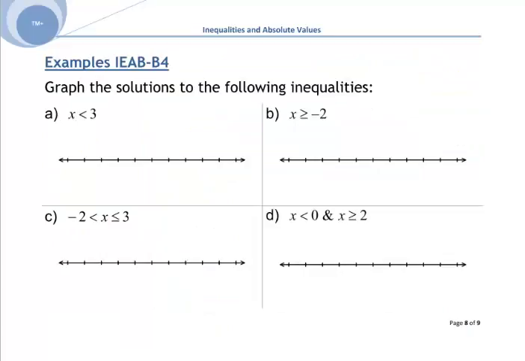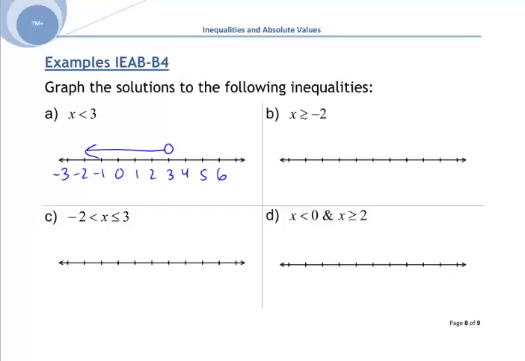So here are some examples. It says graph the solutions to the following inequalities. So the first one is x is less than 3. So I just put my numbers on my number line, so it doesn't matter which way I start. So if I go -3, -2, -1, 0, 1, 2, 3, 4, 5, 6. Okay, x is less than 3, so I put an open circle, and it can be anything down that way.